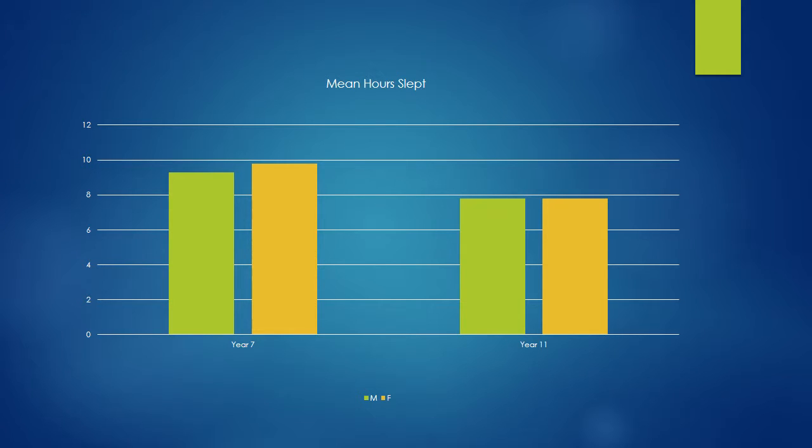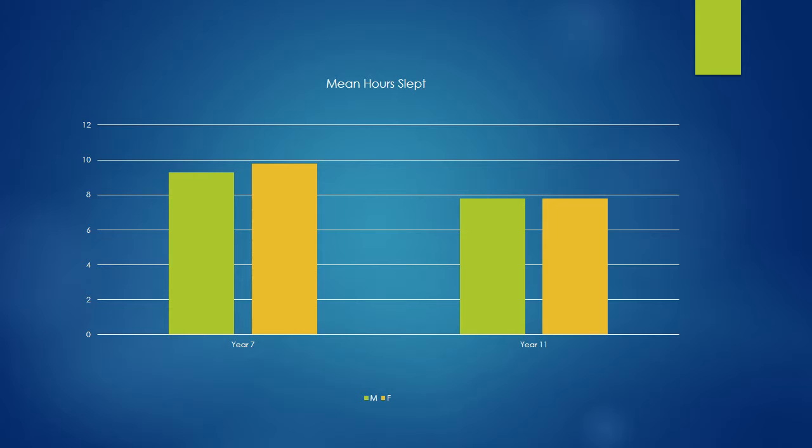So first of all, the Year 7s, the males is in the green on the left, which shows a representation of 9.3 hours of sleep per night, and the Year 7 females show 9.8 hours of sleep. Whereas in comparison to the Year 11s, males and females, who both have 7.8 hours of sleep per night.